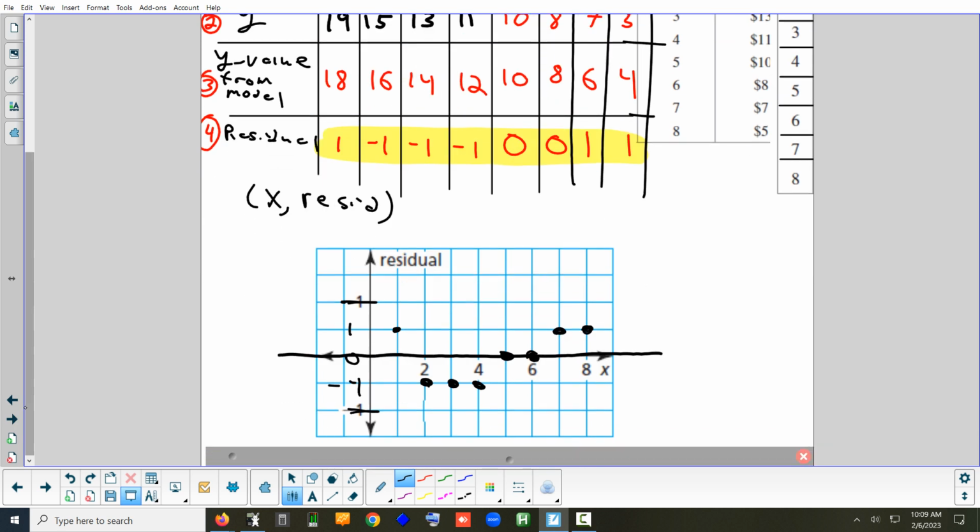But that's called a plot of the residuals. In this case, I don't really think we needed the plot. I could pretty much just look at this row and say, oh yeah, all the numbers are between 1 and -1. They're pretty small, which tells me that it was a good fit.